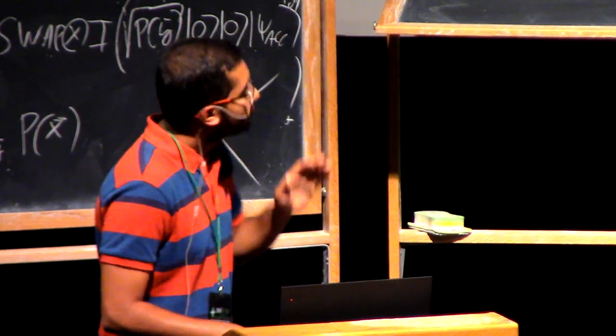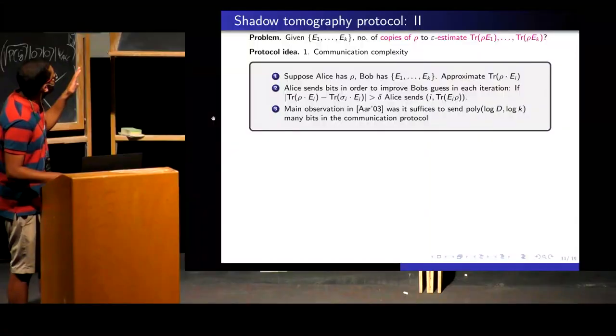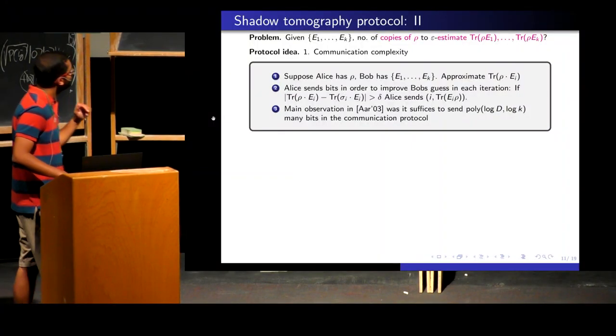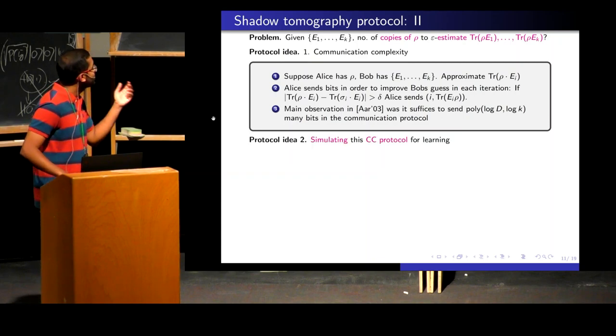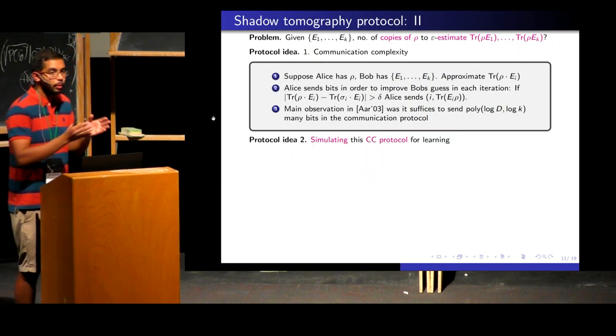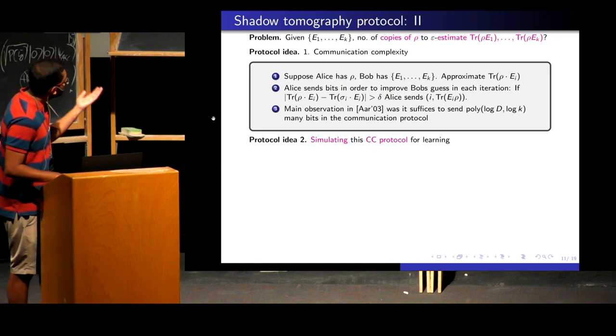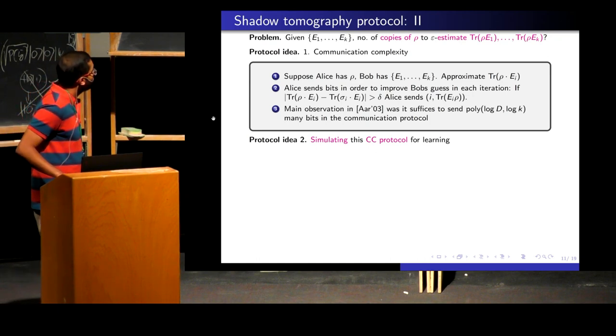Good. So these were the communication protocols Aaronson had back in the day, based on communication complexity. Somehow he also had this thing based on simulating this. So what we have to do is come up with a protocol for shadow tomography, not just for communication complexity. The idea that Aaronson had for shadow tomography was the following.